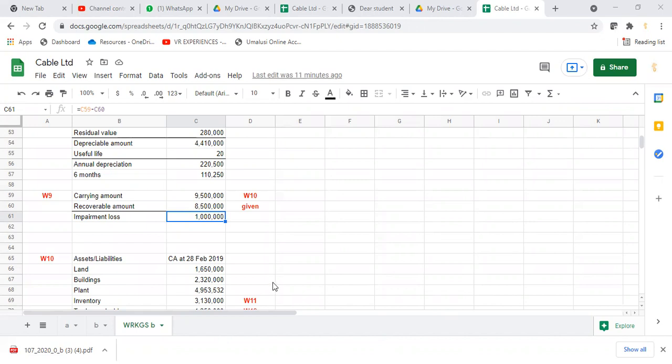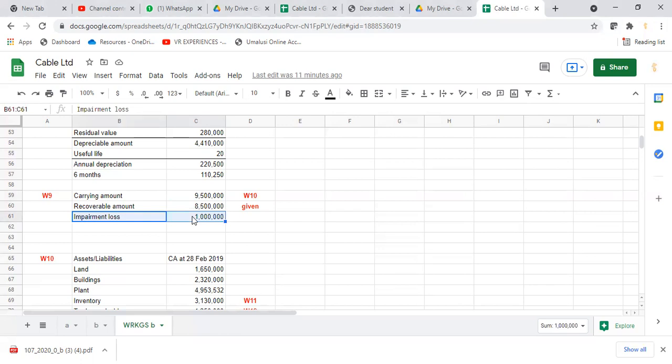Okay, thank you for waiting. So now that you have the carrying amount and now that you have the recoverable amount, the question you need to ask yourself is: do you have an impairment loss? The only time you need to recognize an impairment loss immediately through profit or loss is if the carrying amount exceeds the recoverable amount. As you can see, the carrying amount does exceed the recoverable amount. So therefore, the impairment loss of 1 million needs to be recognized in profit or loss immediately.